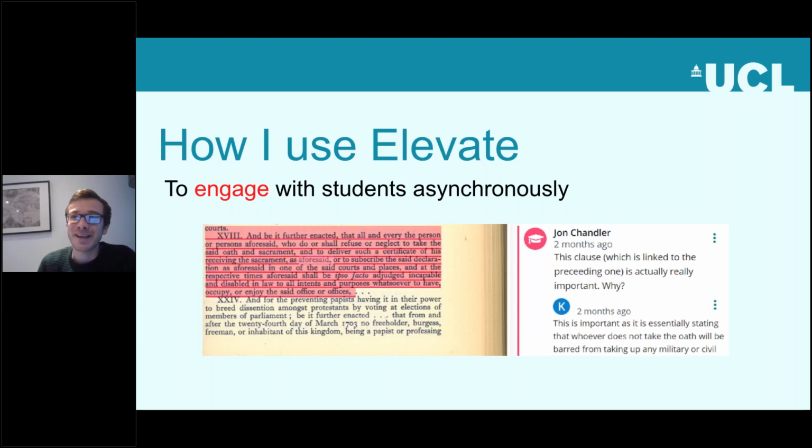So it's a good way of making sure that they're reading the whole source and picking out the important things from the source before we get to the seminar class. Previously I wouldn't have figured that out until we got to the seminar class, but I know going in that they haven't, in this case, got as far as clause 18. And then if I can go to the next slide.